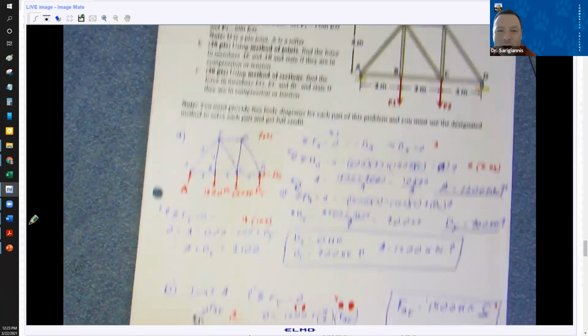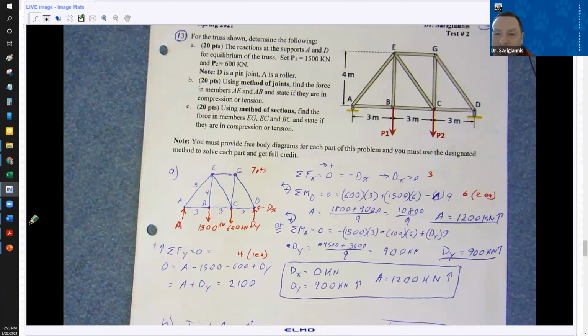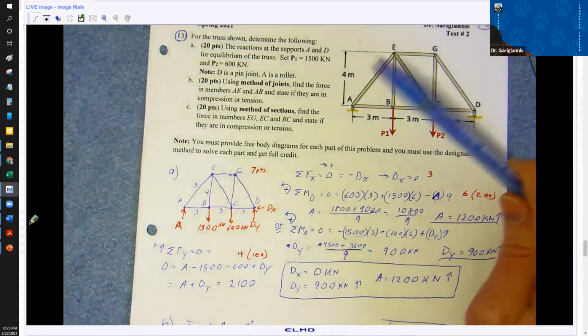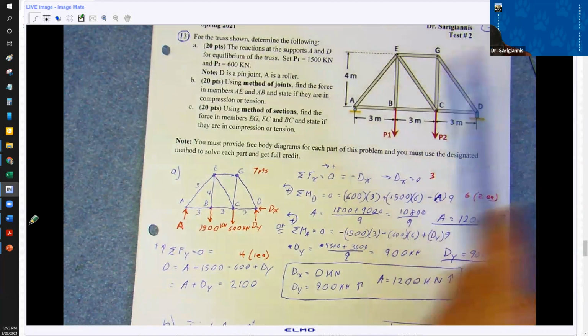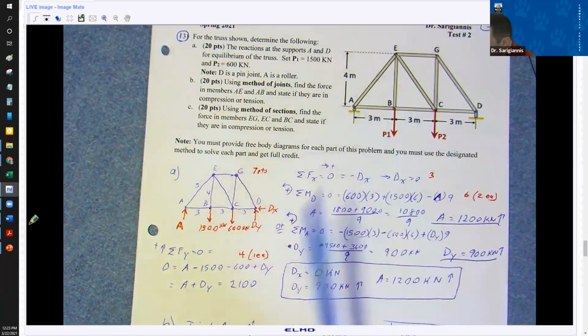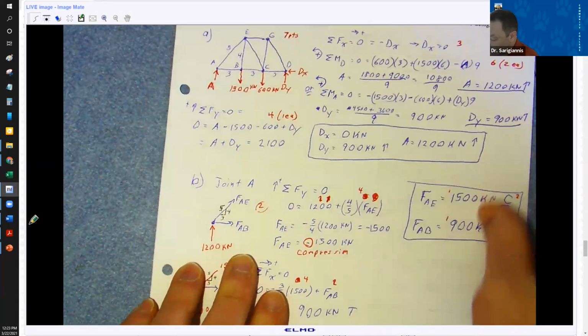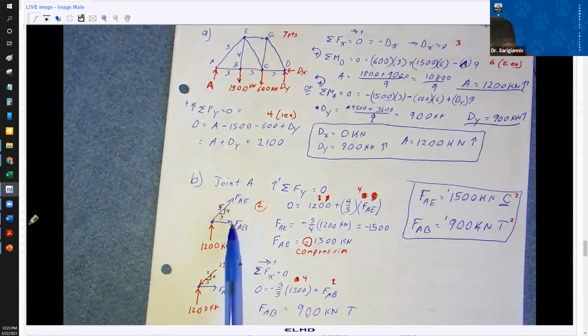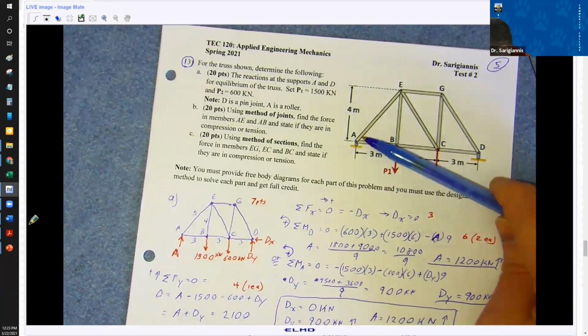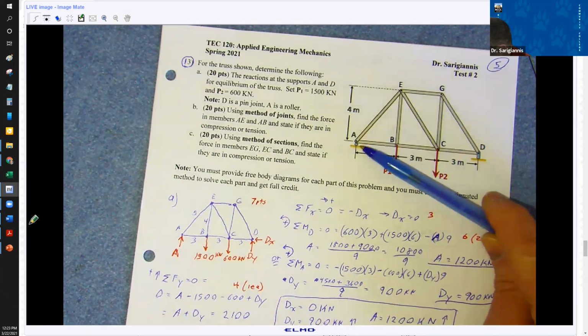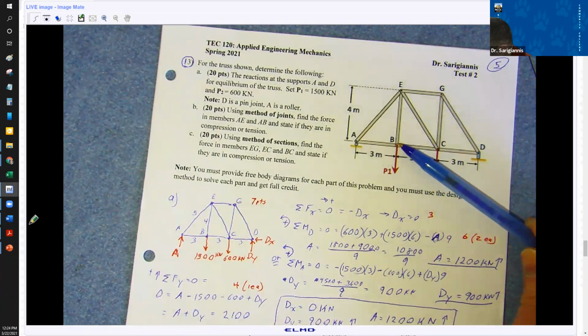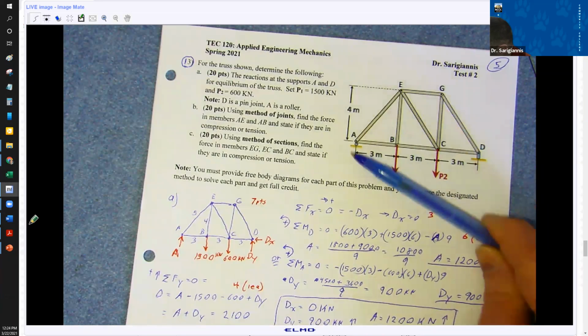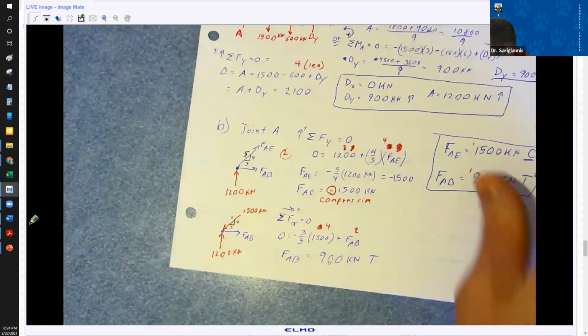So let's look at part B. Part B says, use the method of joints. Find the force in members AE and AB. State if they're in compression or tension. So we would start with joint A, because this is where we have a known piece of information. We also have the least number of unknowns. You wouldn't start with joint B just because you want AE and AB. This doesn't tell you anything about AE. You have to work your way backwards. So you start with joint A.